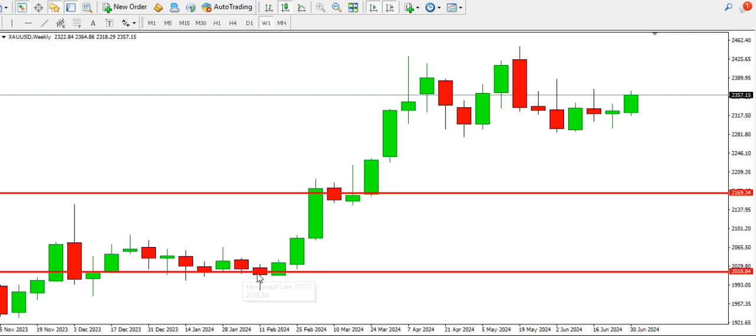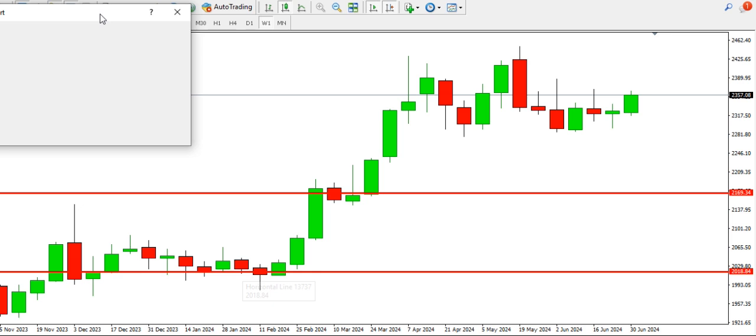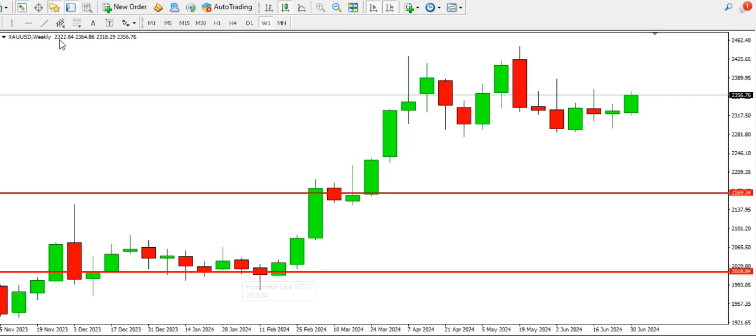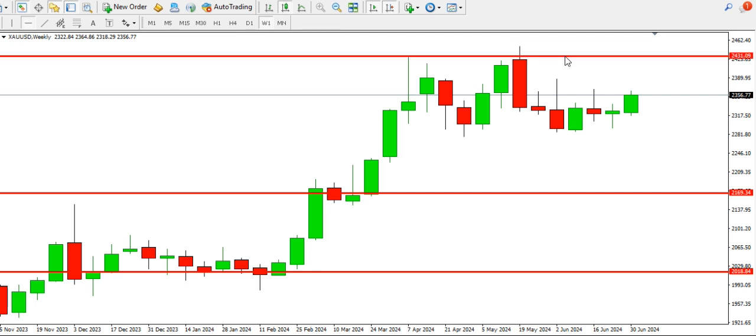We might also have buyer station here. So we have buyer station here at 2169 zone. We also have buyers stationed at the 2018 zone. This particular zone, we have buyers stationed here. Alright, but we will have sellers lined up in this area, 2431 area. We have sellers lined up at that particular zone.